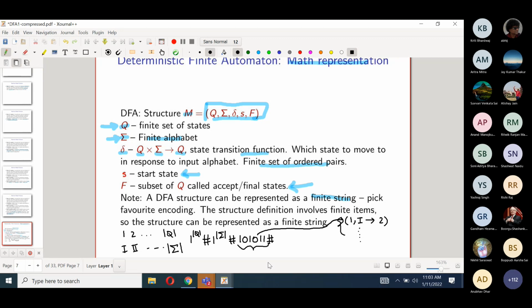So there are different ways in which you can pick an encoding and denote this entire description of a particular machine the way we want it. In the simplest form, if you give me Q, sigma, delta, S, and F, I will be able to give you a finite string that represents this.